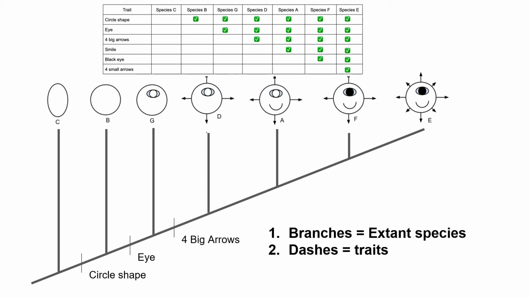Okay, and then we have big arrows being the next one. Everything right of that dash has big arrows, everything on the left does not. Let me just go through and fill in the rest of the traits as we go across, okay, going all the way up to 4 small arrows at the end.